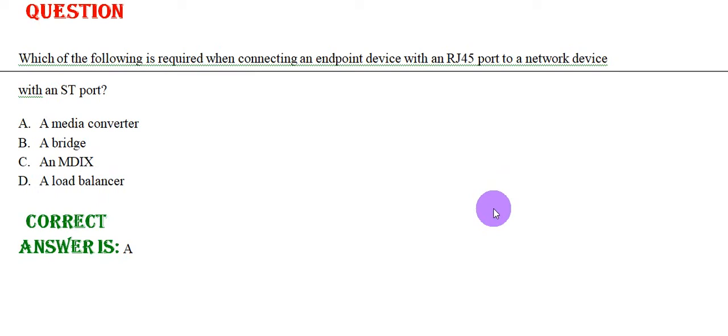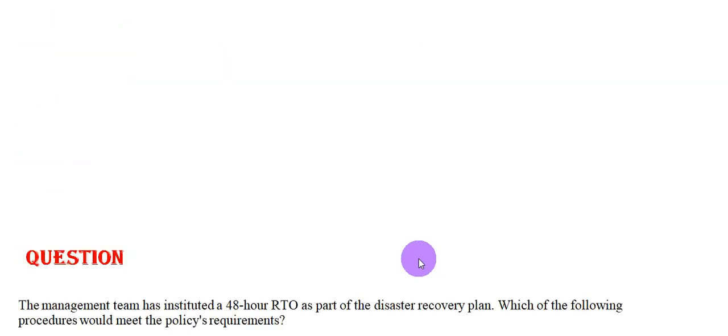Which of the following is required when connecting an endpoint device with an RJ45 port to the network device with the ST port? Option A, a media converter. Option B, a bridge. Option C, MDIX. Option D, a load balancer. The correct answer is option A.